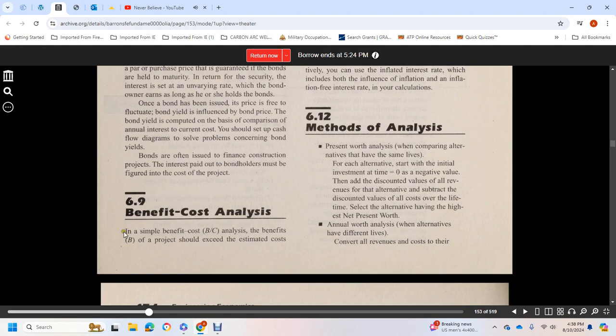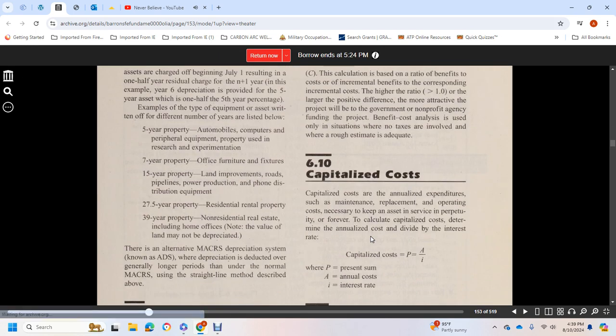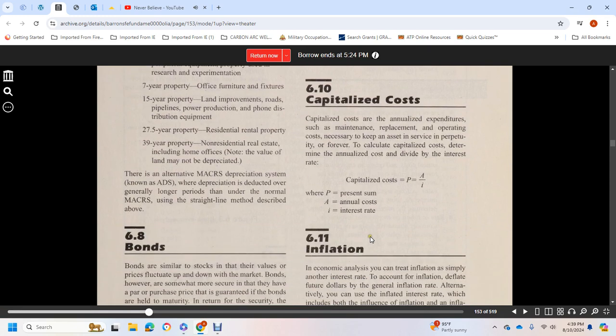6.9, Benefit cost analysis. Simple benefit cost analysis: the benefit B of a project should exceed the estimated cost C, with the calculation based on the ratio of the incremental benefits to the incremental cost. The higher the ratio, greater than 1.0, or the larger the difference, the more attractive the project will be, as with government and nonprofit agency funding. Project benefit cost analysis applies only where no taxes are involved, and a rough estimate is adequate.